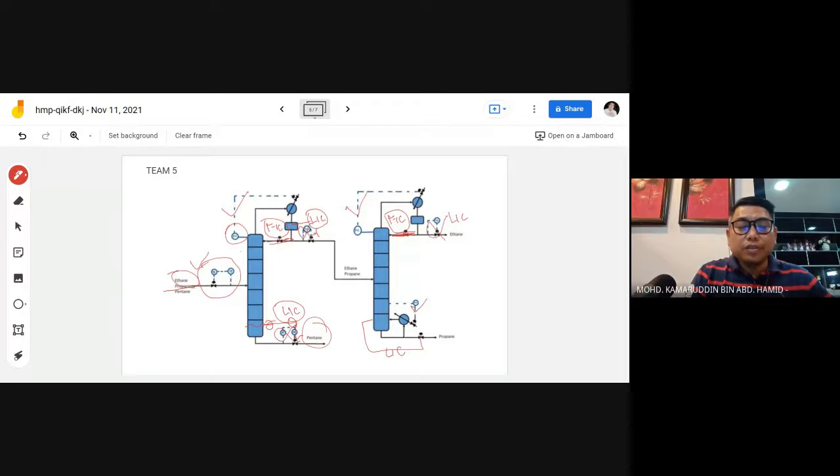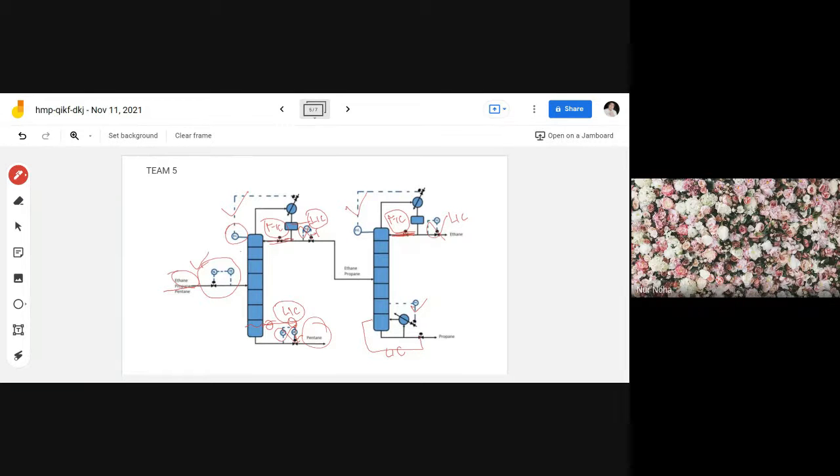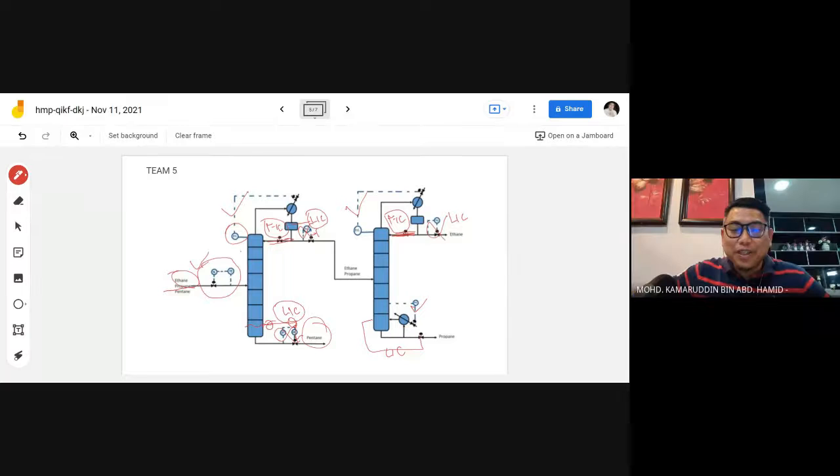Kau yang nampak serius ke? Mikir, pening kepala mikir. Ya Noha, ada soalan Noha?